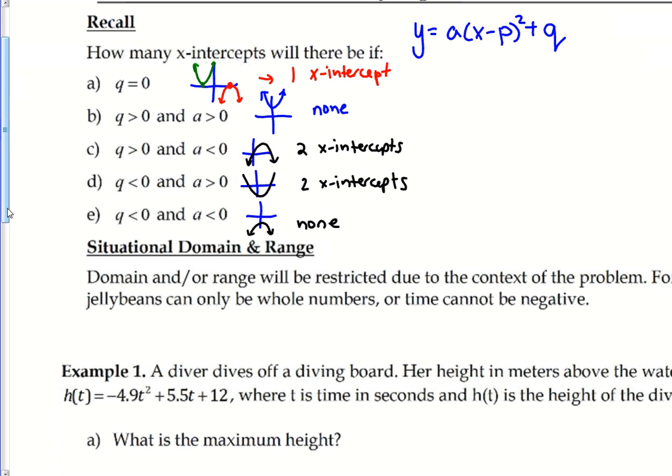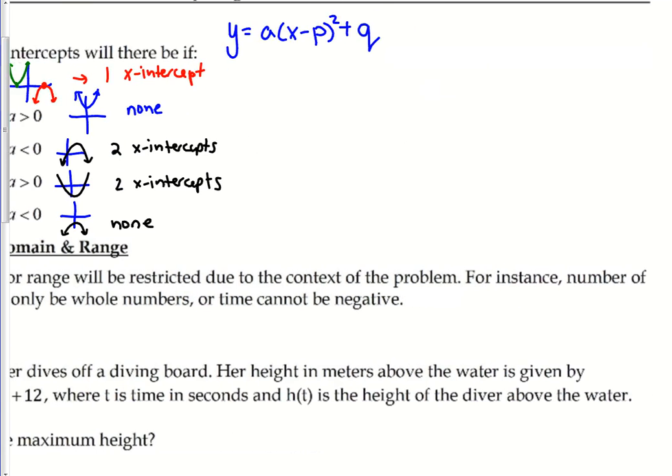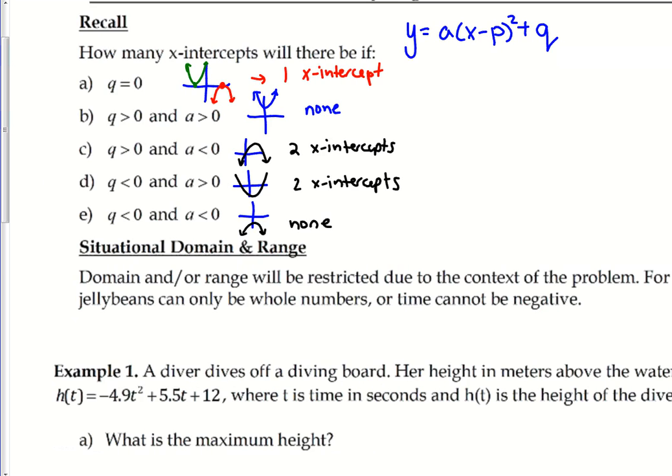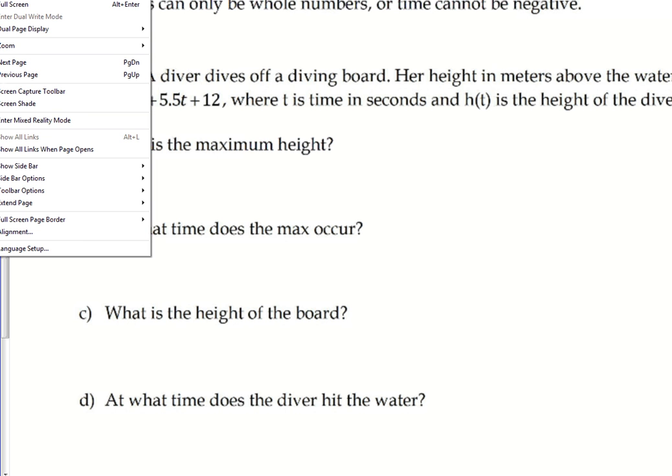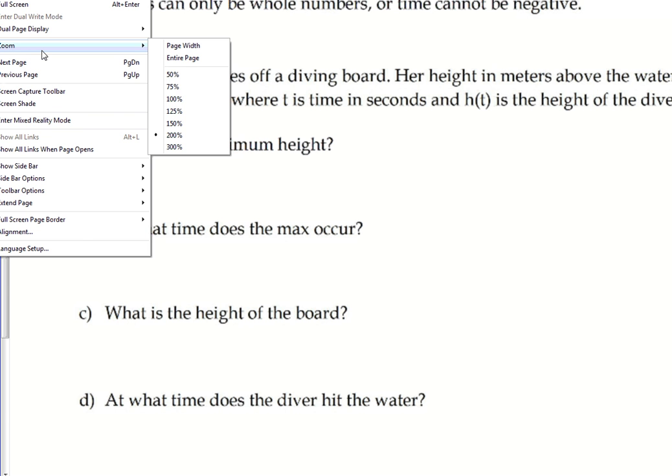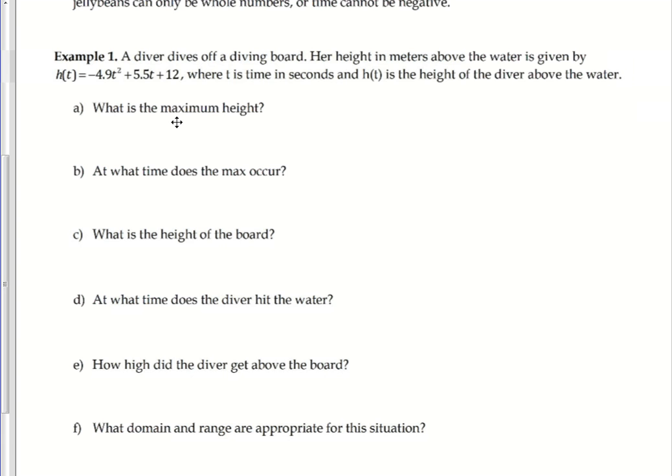Okay, so we're going to look at situational domain and range a little bit today. So domain and range will be restricted when we have a context, like a word problem. For instance, if we have number of jelly beans, they can only be whole numbers, and time cannot be negative. So let's look at a word problem. You're going to have a question like this on your quiz and unit exam probably, where it has some context. Okay? So here's a diver dives off a diving board.